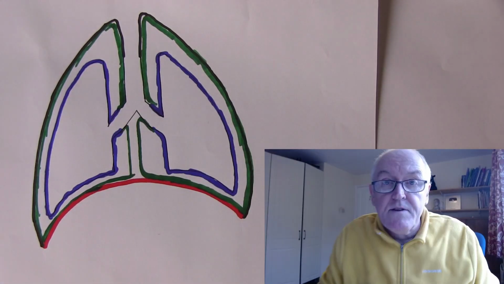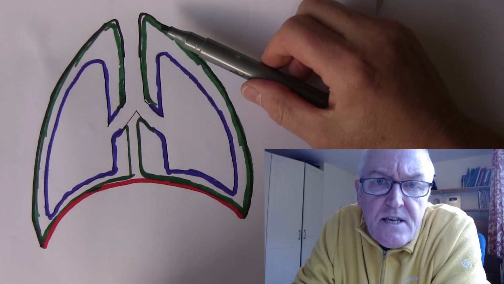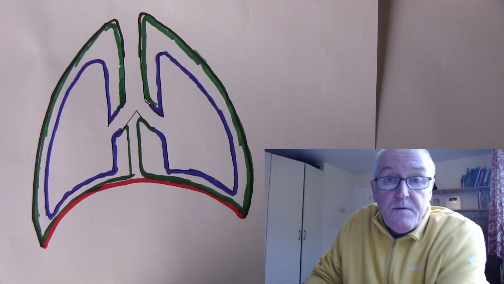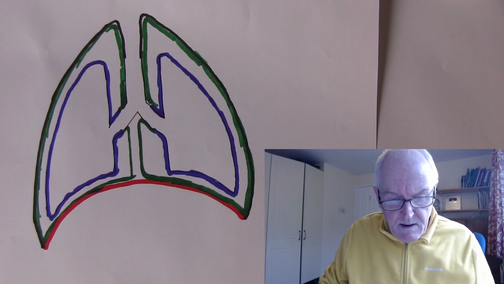So in blue we have the visceral, in green we have the parietal, and the parietal is on the outside. So think of perimeter, parietal, running around the perimeter, running around the outside. So we have these two pleural membranes.